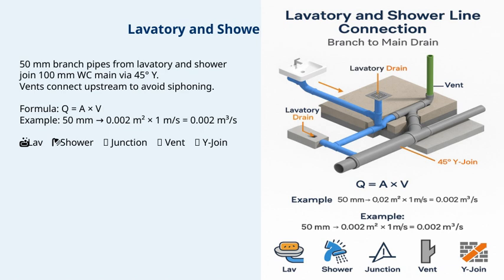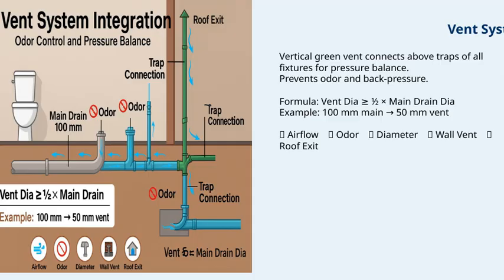So, understanding these connections and calculations keeps our plumbing design both safe and effective. Let's take a look at the vent system integration. The vertical green vent connects above the traps of all fixtures, which is essential for maintaining pressure balance throughout the system. This connection helps prevent unpleasant odors from escaping and also prevents back pressure that could disrupt proper drainage.